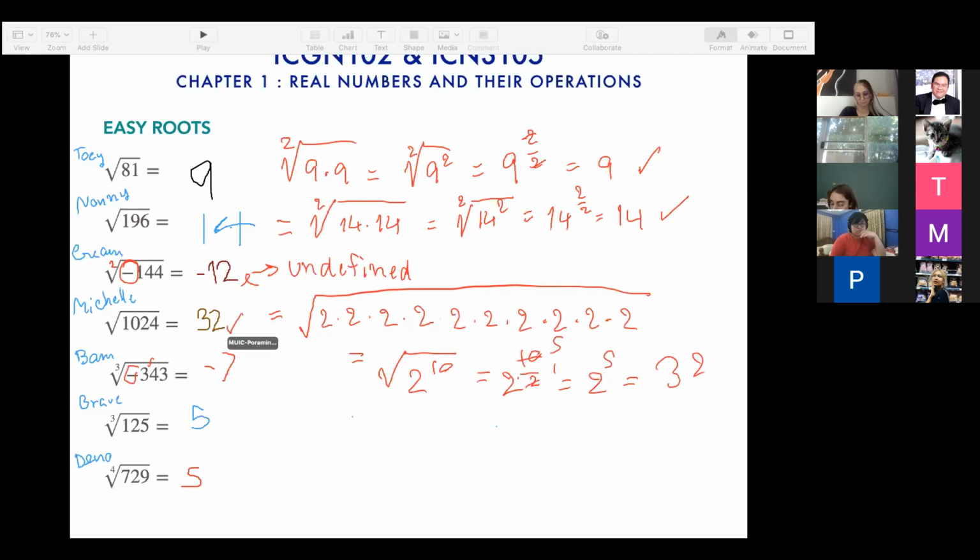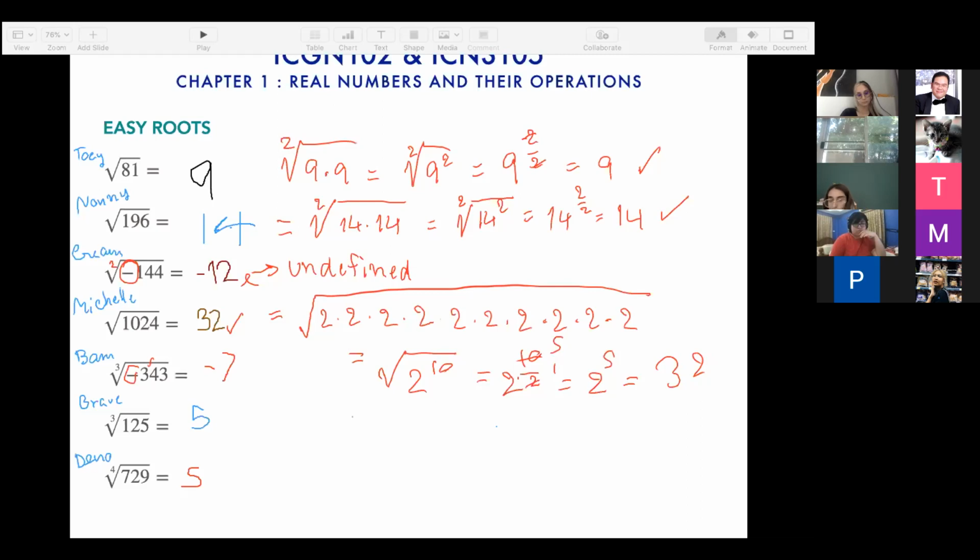Okay, next we talk about the cube root, or the third root, of negative 343. That means you have to find some numbers that multiply together to give negative 343.